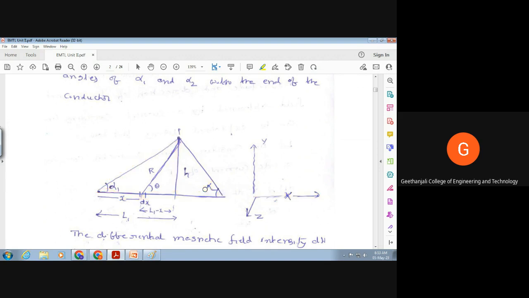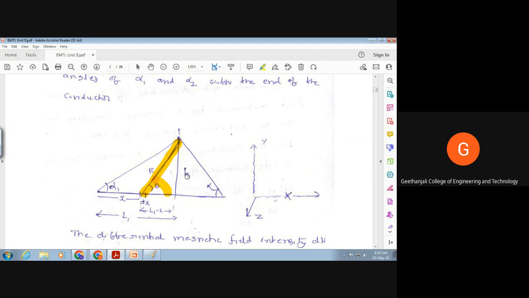Now, what is the magnetic field intensity at point P? For this, because the conductor is placed along the x-axis, I can divide it into small segments, differential lengths. Each can be described as dx. When I consider one such dx, which is carrying a current of I, so I dx is the differential current element. From dx to point P, let the distance be r, and this angle is theta.